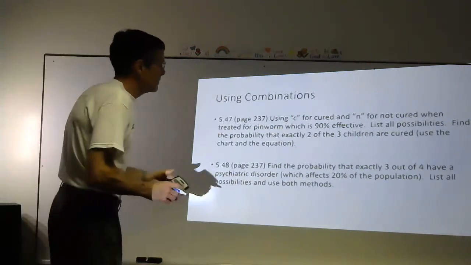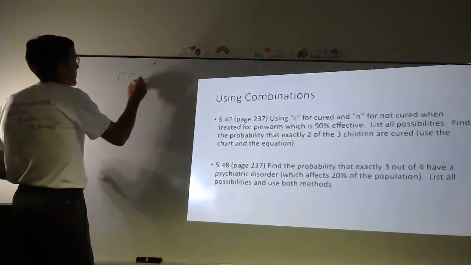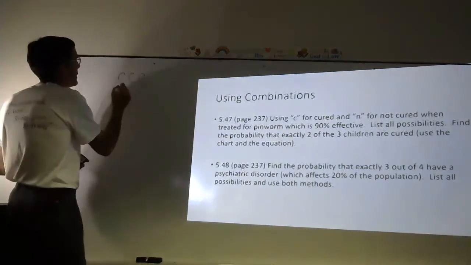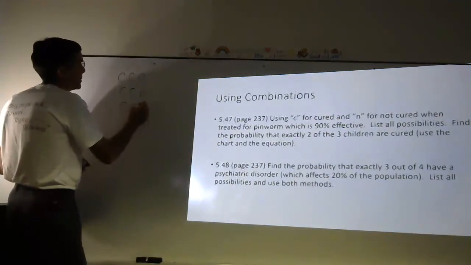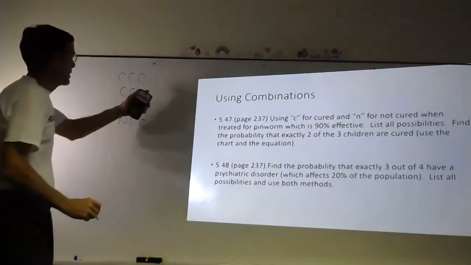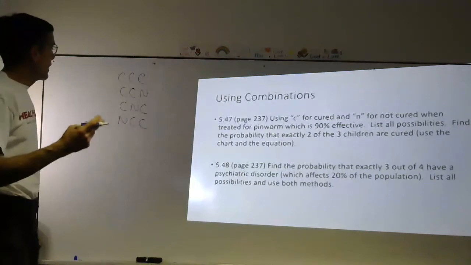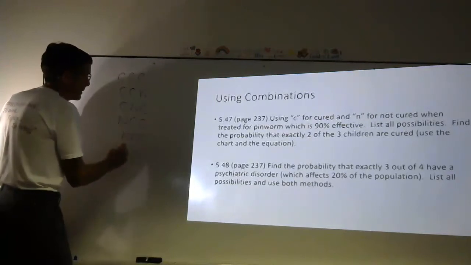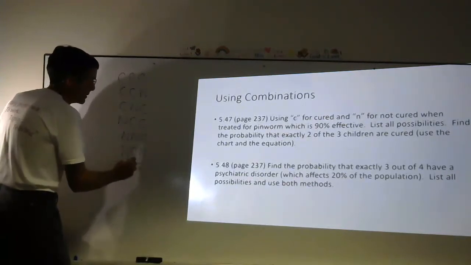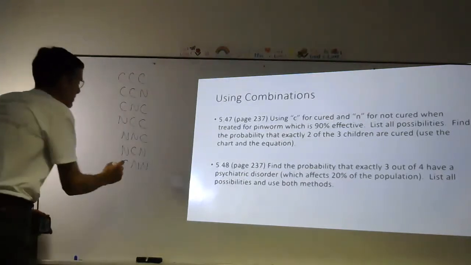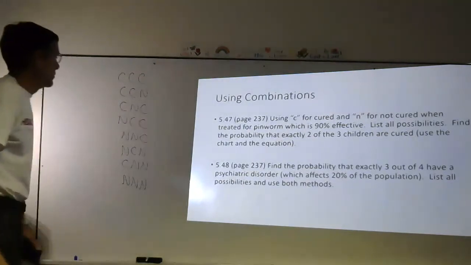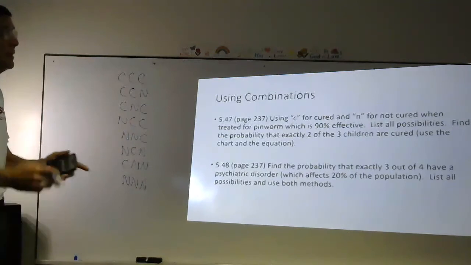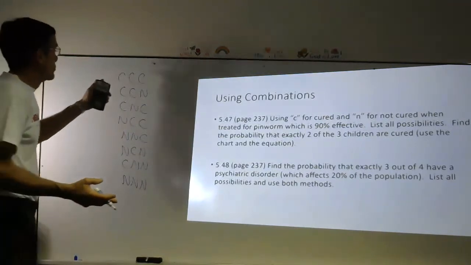So if you have 3 kids, you could have them all cured. You could have 2 cured and 1 not, right? And we don't know which one is not cured, so it could be the last, the second, or the first kid. You could have 2 not cured, okay? And 1 cured. We don't know which one, so once again, we have to list all the possibilities. And we could potentially have no one cured, okay? All right, we know the cure is 90% effective and 10% it's not going to help. So what's the probability?